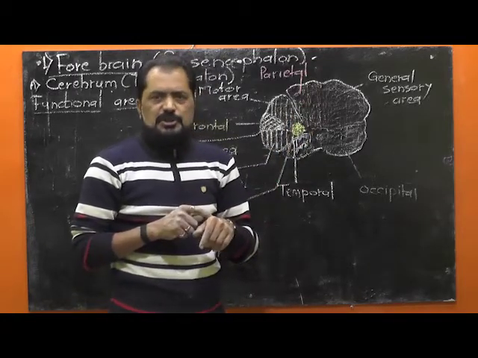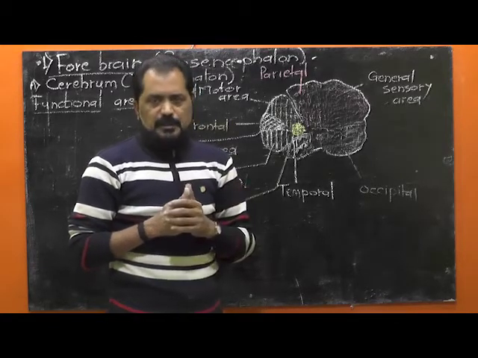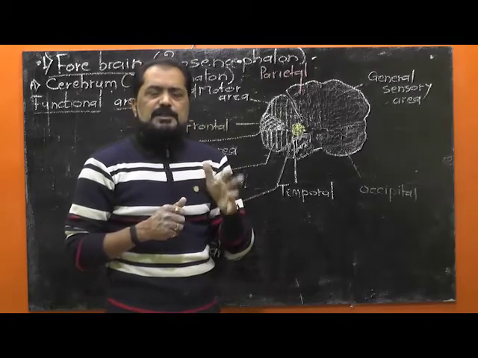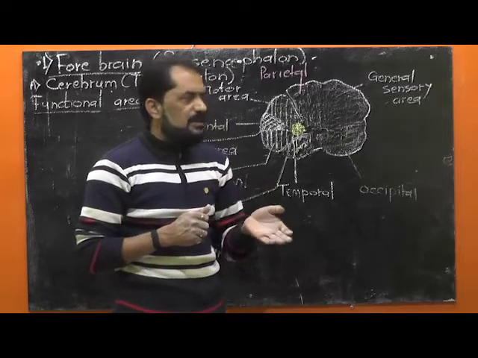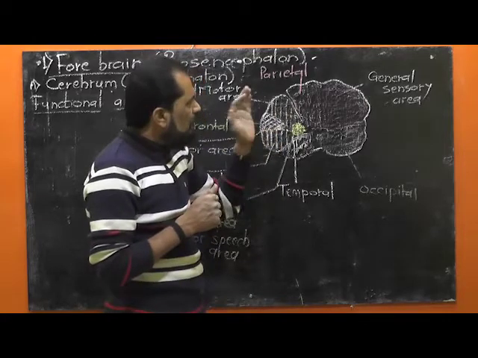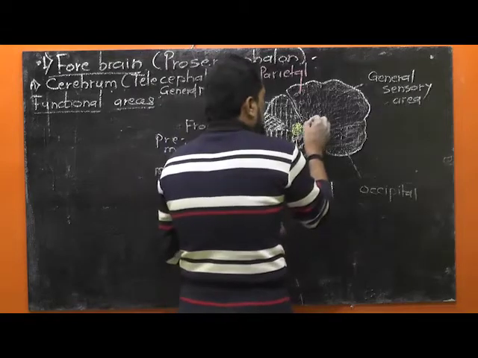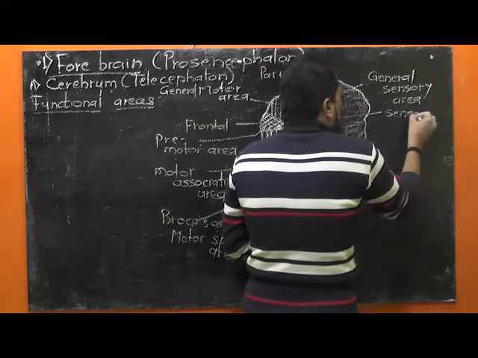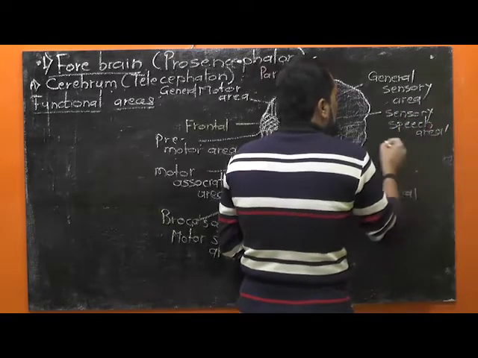Such as touch, pain, pressure, heat, cold, etcetera. स्पर्श, उष्णता, थंडपणा यासारख्या जनरल सेन्सेशन्स परसिव्ह करणं आणि त्यांचं ॲनालिसिस करण्याचं कार्य हा जनरल सेन्सरी एरिया करत असतो. At the base of this parietal lobe, there is a presence of another area known as sensory speech area, or may be known as Wernicke's center.